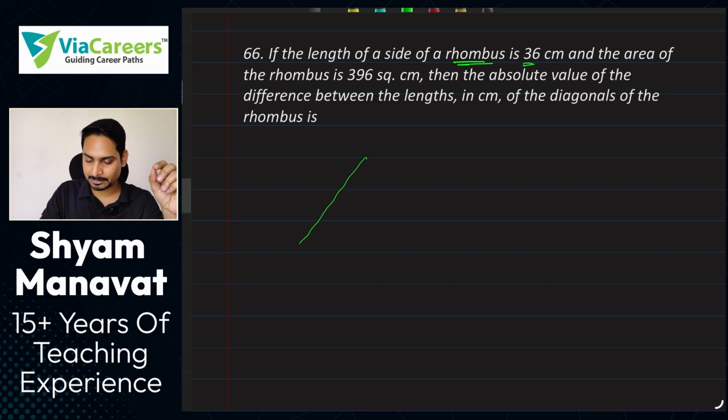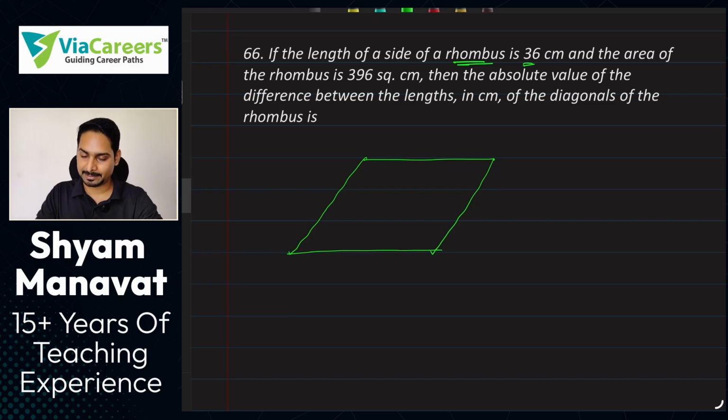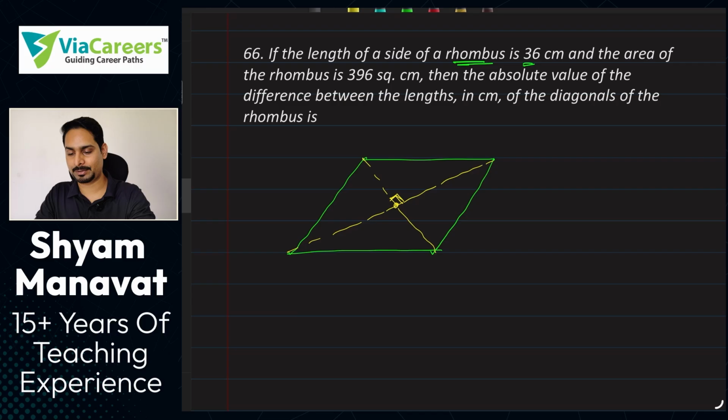So rhombus, let me draw this first. It's a kind of parallelogram, so two opposite sides are parallel and opposite angles are equal, and diagonals are what? Perpendicular bisectors. So they intersect at the midpoint and form what? A 90-degree angle. Okay.